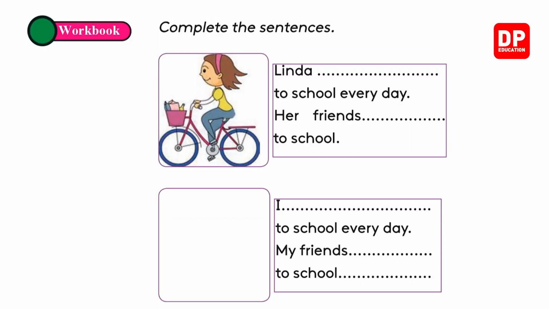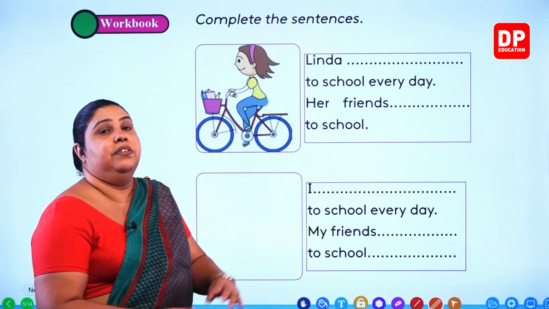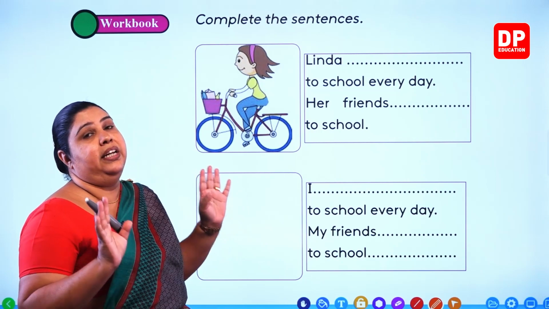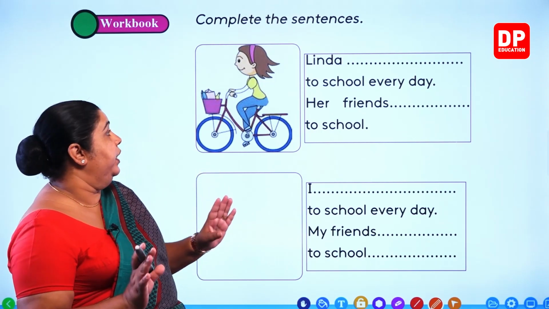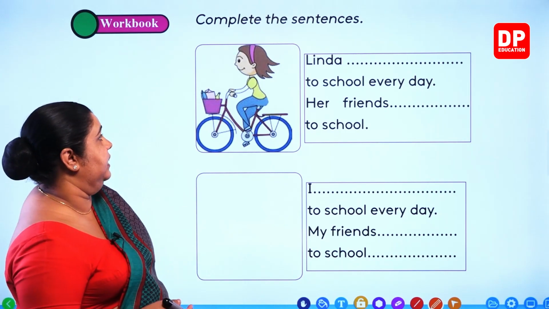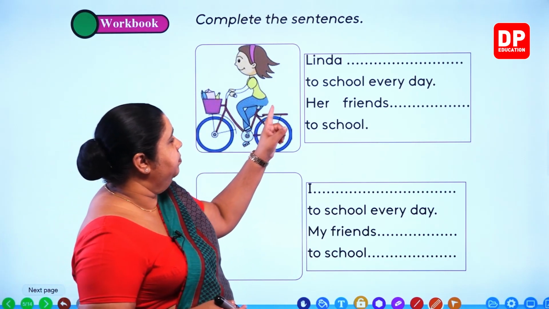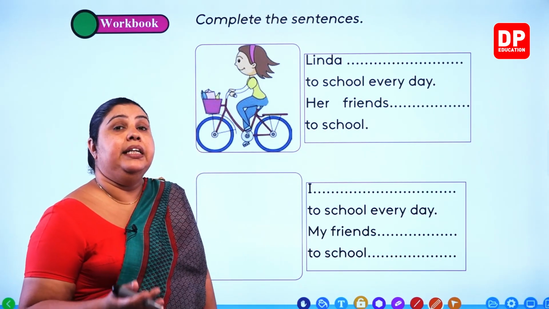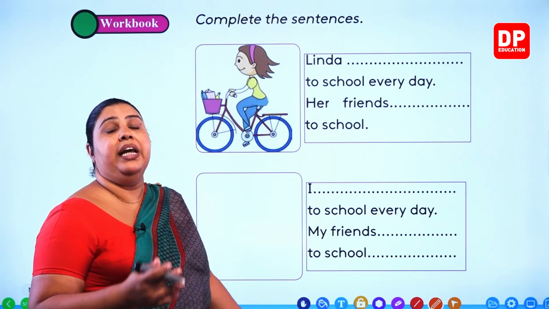Then there is another little activity for us to do in our workbook. Complete the sentences. Okay, now we know how Linda goes to school. She rides a bicycle, she cycles to school. So we know all the information about Linda going to school. So now it's time for us to complete these sentences. Linda blank to school every day.